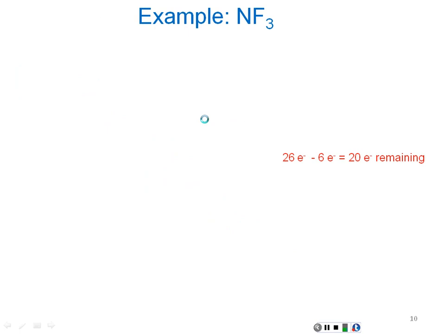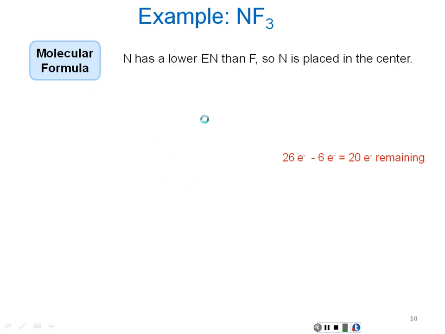So let's see an example of NF3. The molecular formula is NF3. Now, when we're trying to place these atoms, which atom in this molecule has a lower electronegativity? That would be nitrogen, so nitrogen will go in the center. Another way you can tell is that there's only one nitrogen atom and 3 fluorine atoms, so it wouldn't make sense to have one of the fluorines in the center and the other 2 on the outside.